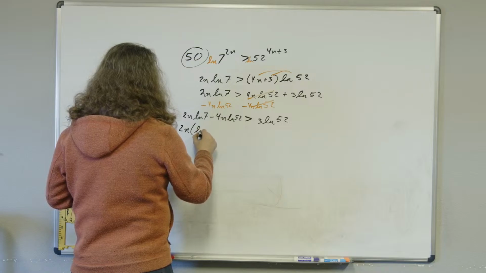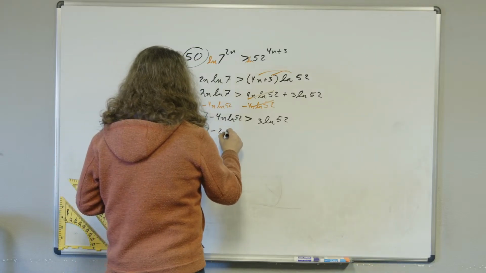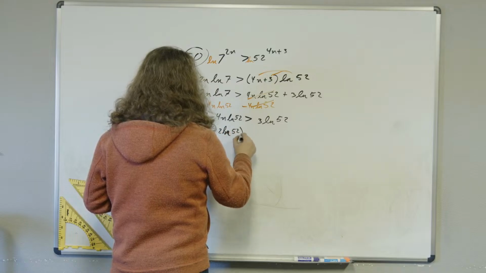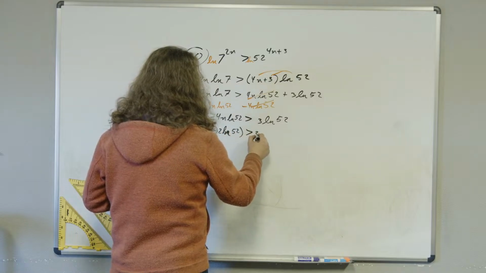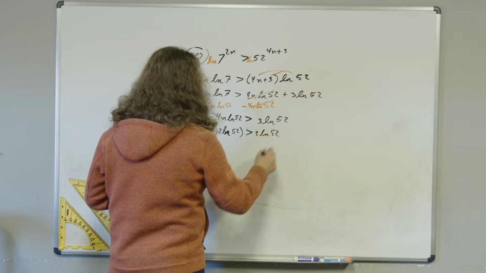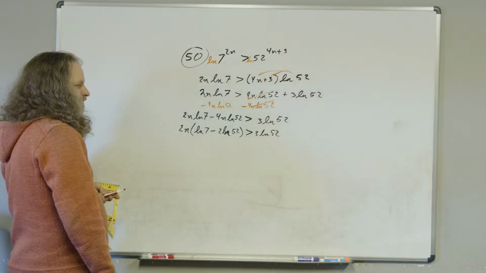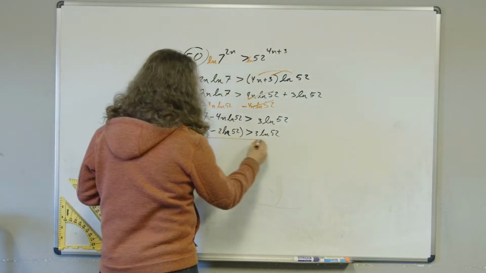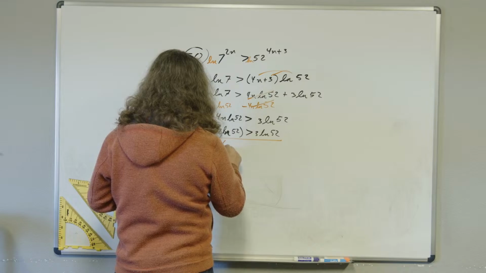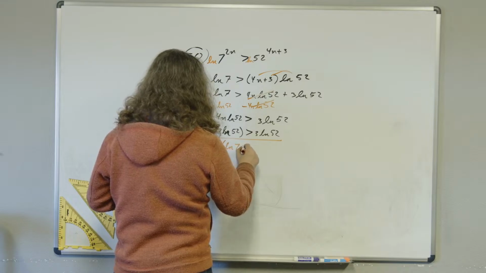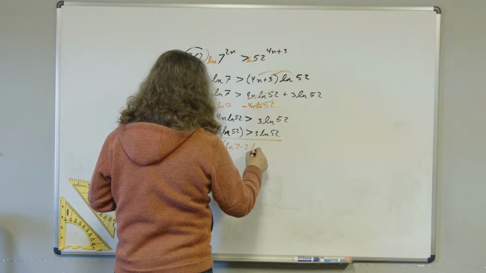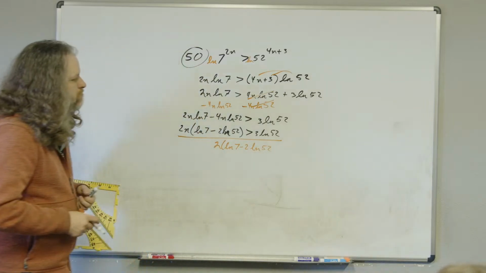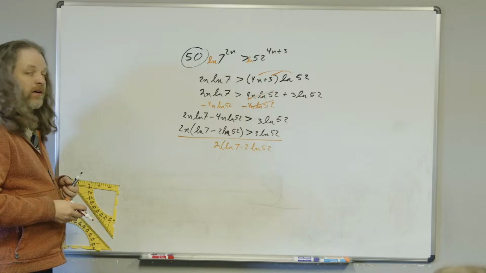So we're left with the natural log of 7 minus 2 times the natural log of 52 is greater than 3 times the natural log of 52. Now what? Divide the big messy part from both sides. Since there's a negative in there, would that flip the sign? Flip the inequality. Let's find out.